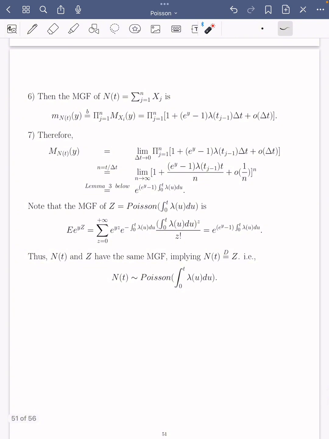Okay, because N(t) is equal to the sum of X_j, the moment generating function for N(t) will be equal to the product of the moment generating function for each X_j.